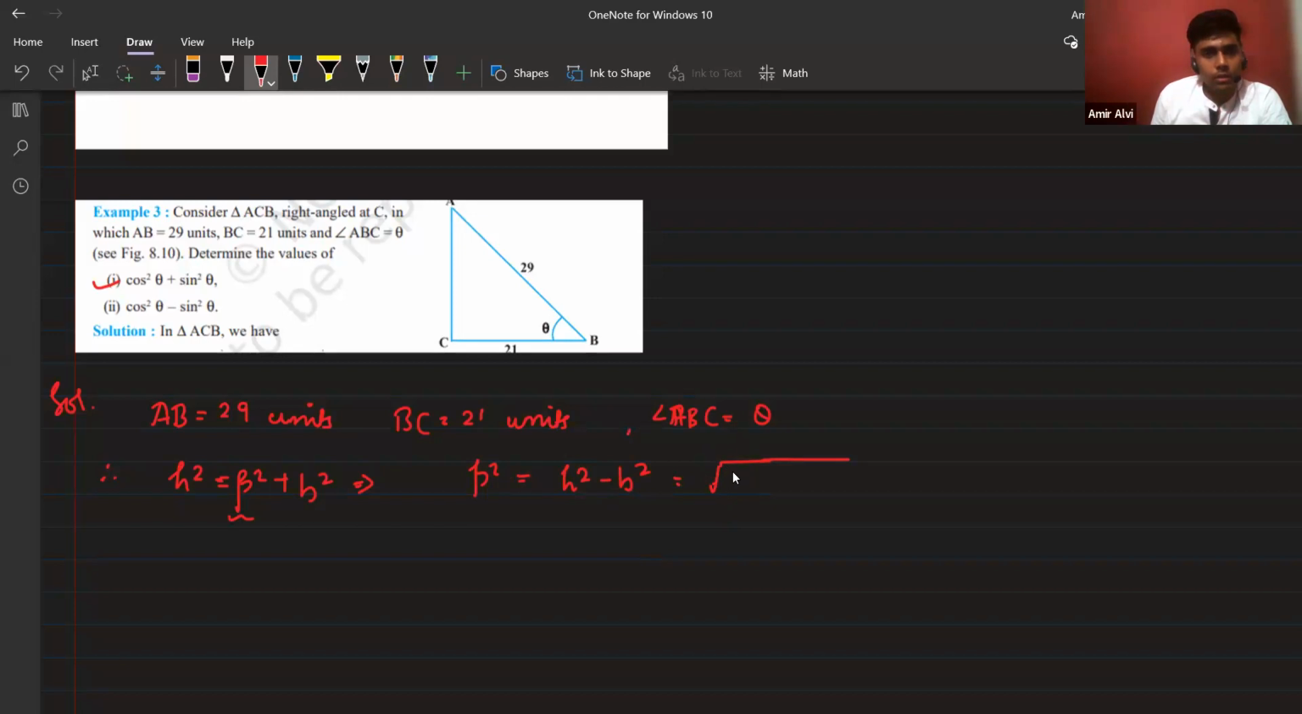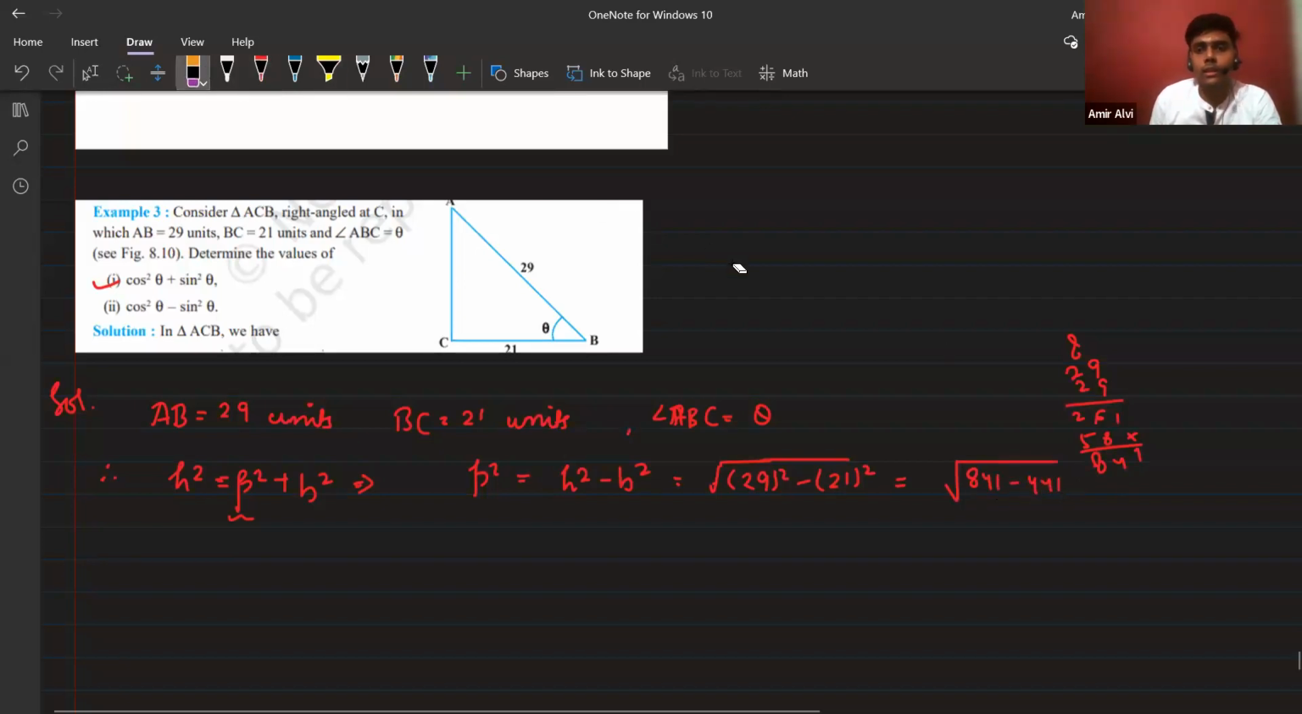We can find the value of BC. BC squared is 29 squared minus 21 squared. 29 into 29 is 841, and 21 squared is 441. So 841 minus 441 is the value of BC squared.